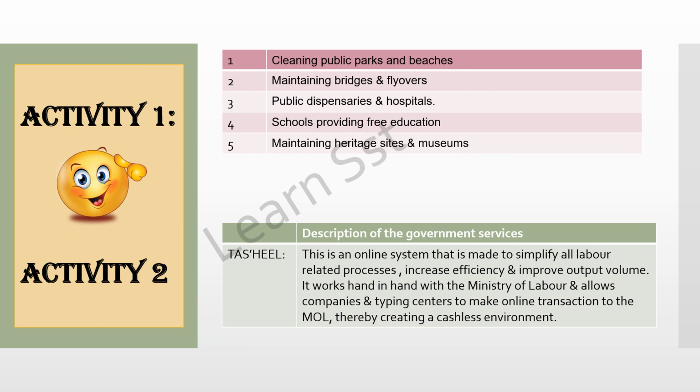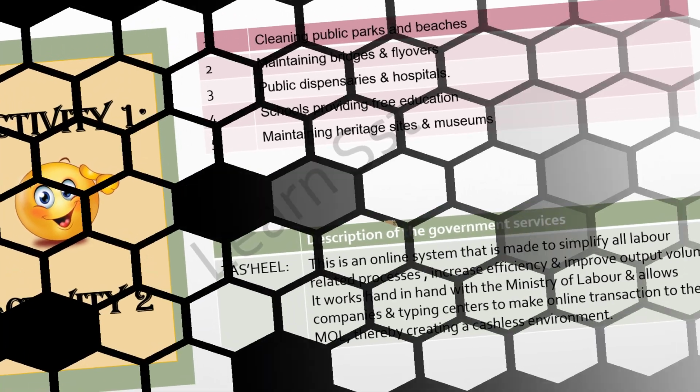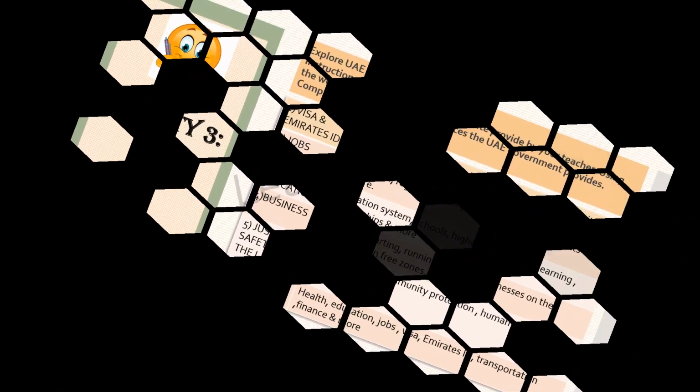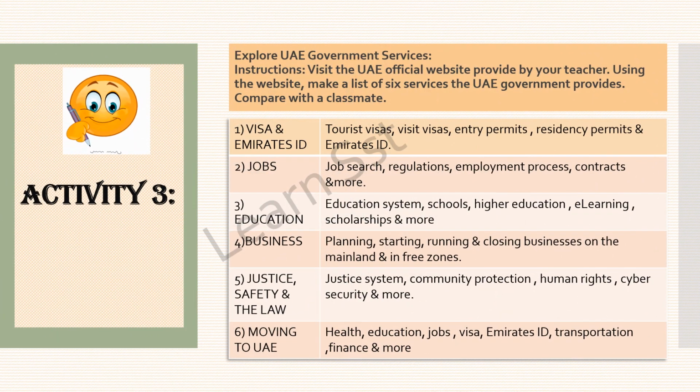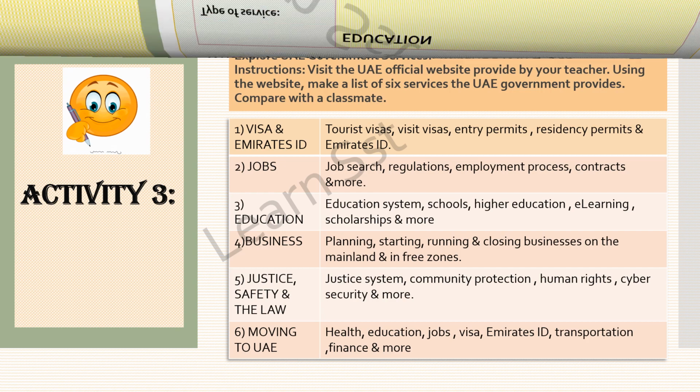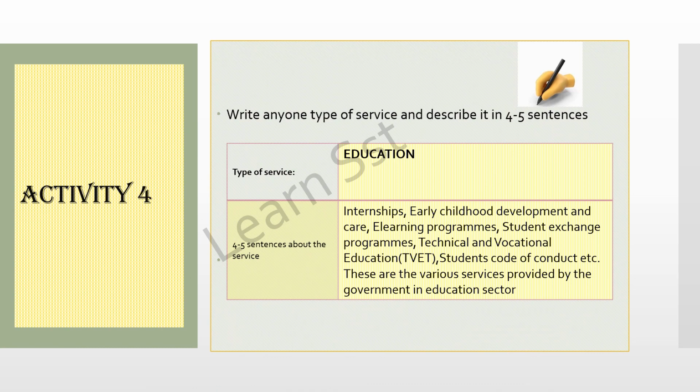Here we have activity 1 and 2 from the textbook you can go through. You can add some more points of your own. Activity 3 from the textbook, please go through. I've selected 6 services over here. You can select some more. This is activity 4 again from the textbook. I have selected education as a type of service. You can select any other category and write down 4 to 5 sentences about it.